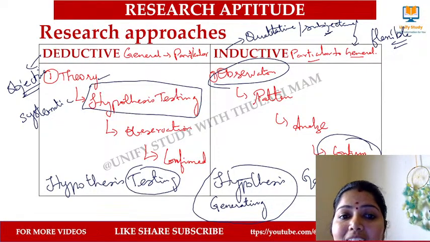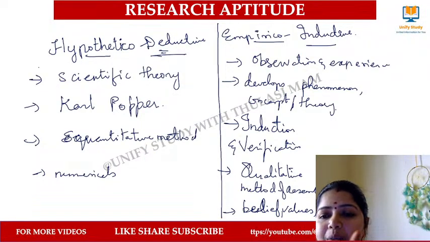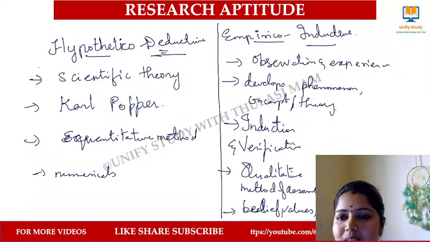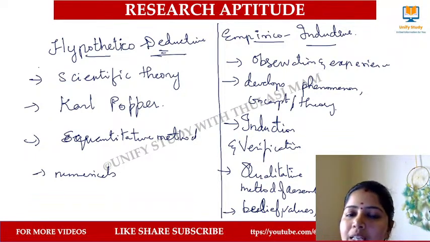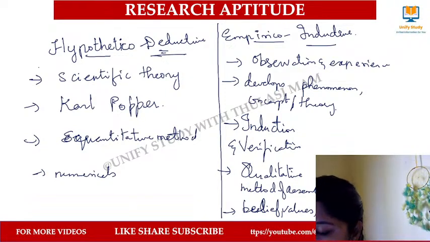So this we call deductive approach and inductive approach. We have other two terms like hypothetico-deductive and empirico-inductive. Clear? It is scientific, based on scientific theory. It is based on observation and experience. This works on quantitative method of data, this works on qualitative method of data. Here it works with the numericals, here it works with beliefs, values and words. Clear?